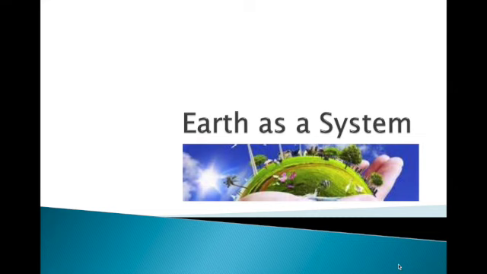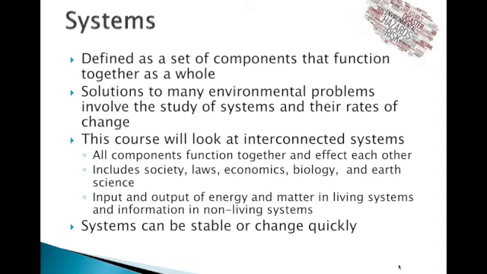So systems. Systems are defined as a set of components that function together as a whole. And each little part builds up to make that whole thing. And again, because it's a bunch of components, you can't mess with one component without affecting the whole system that we're going to talk about. When we talk about the solutions to environmental problems, climate change, ocean acidification, we have to look at all of the systems involved and their rates of change.